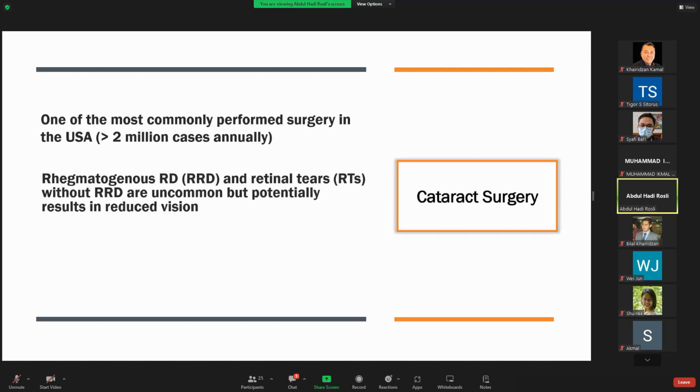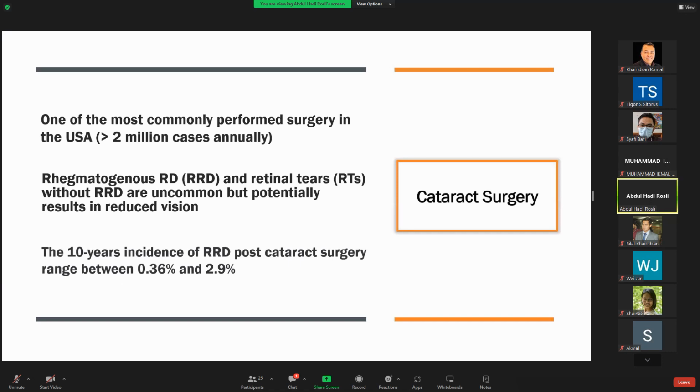All right. Then RRD and retinal tear with RRD, even though uncommon post cataract surgery, have a high potential to result in vision disturbance to these patients. From the previous literature, they studied the incidence of RRD. They found that the 10 year incidence of RD post-cataract surgery ranged between 0.36% and 2.9%.